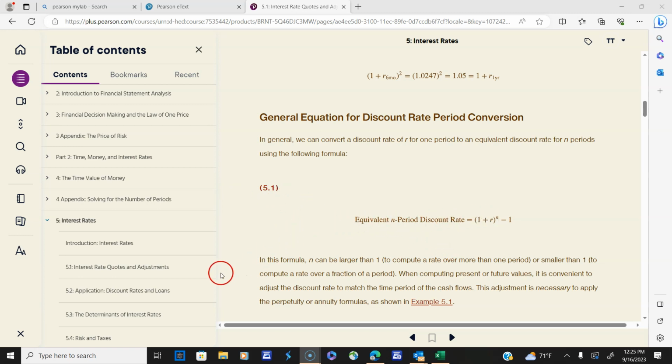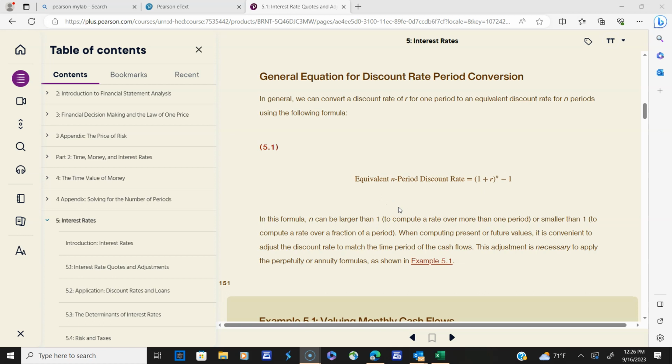So the first one I want to do, and this is probably the toughest, is equation 5.1. And you'll notice here, in general, we can convert. Now I'm in your textbook, by the way. We can convert a discount rate of R for one period to an equivalent discount rate for n periods using the following formula. So this is an important equation, and I want to make sure everyone's aware of that. And this is a general equation. All right, so you notice the title, general equation.